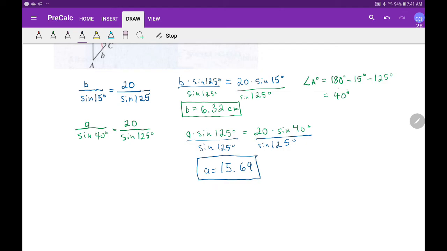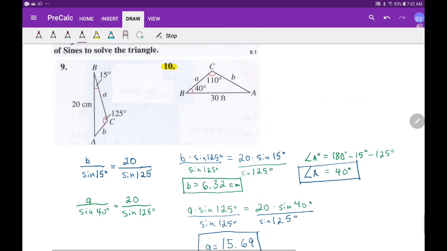And I guess we found A up here too, angle A. Angle A is 40. So those are my three answers. Those are the three things I didn't know.